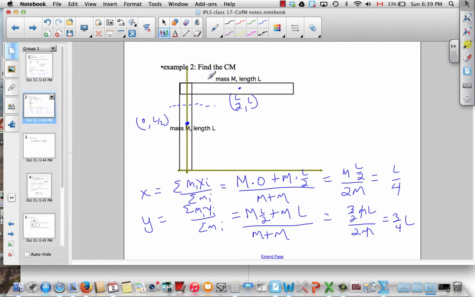The x center of mass coordinate is L over 4. So we see the center of mass is located around here, which makes a lot of sense. Center of mass does not have to be located on the object per se. For instance, for a donut, the center of mass will be in the hole in the middle.